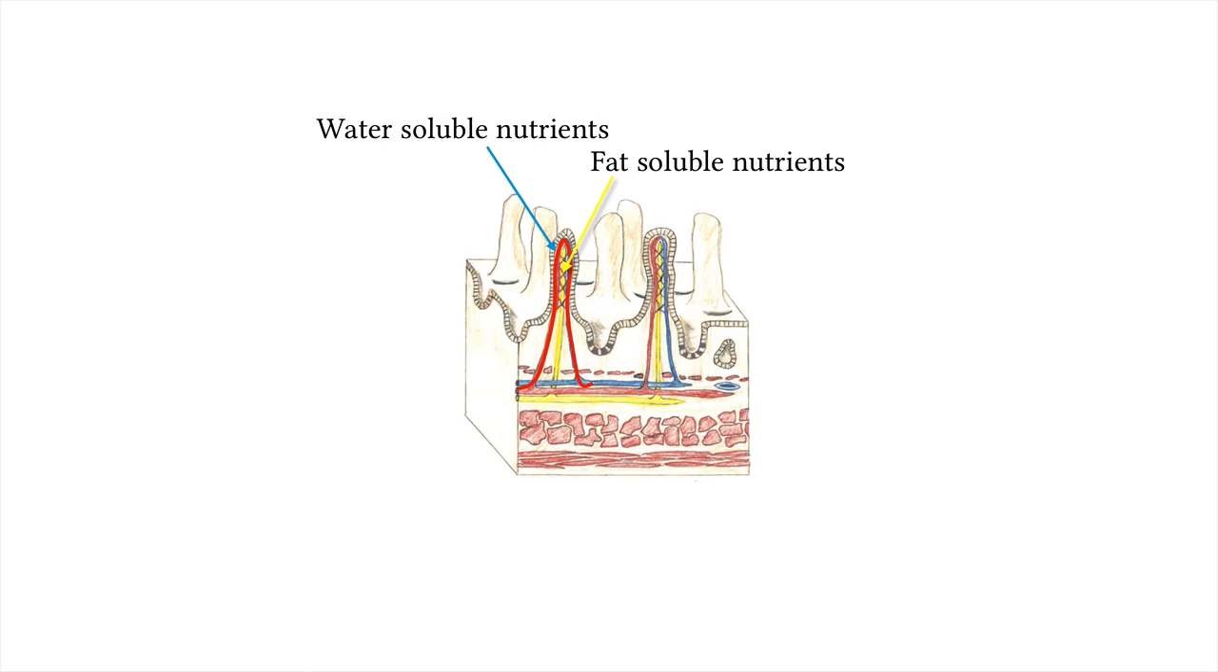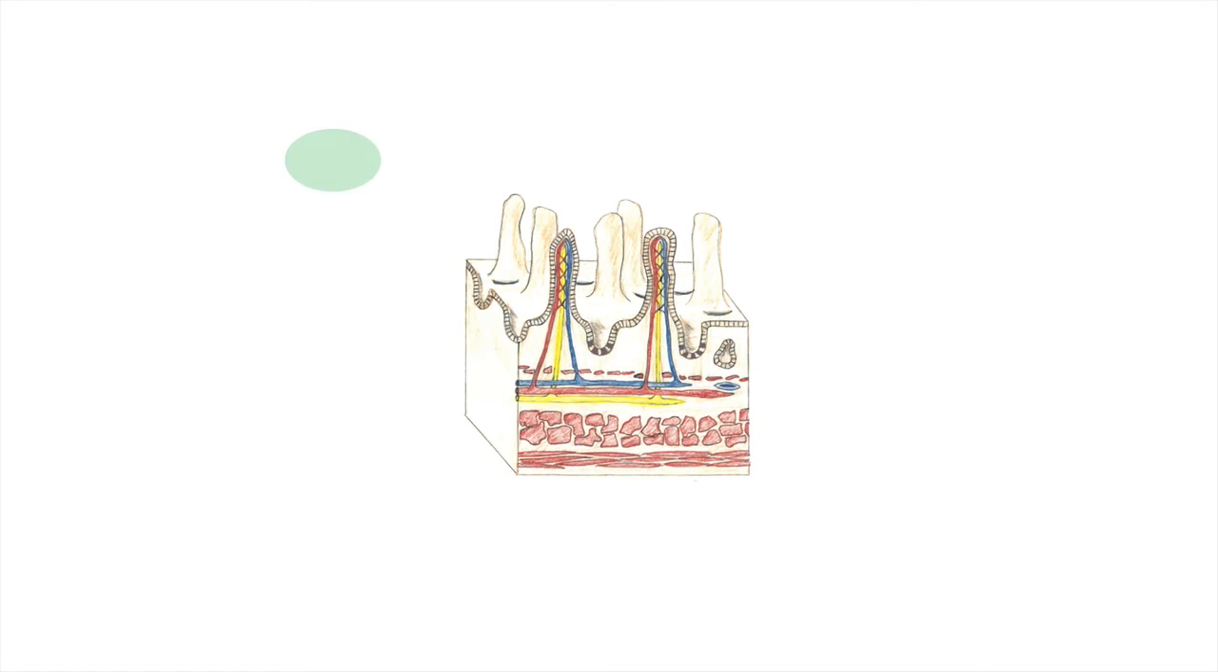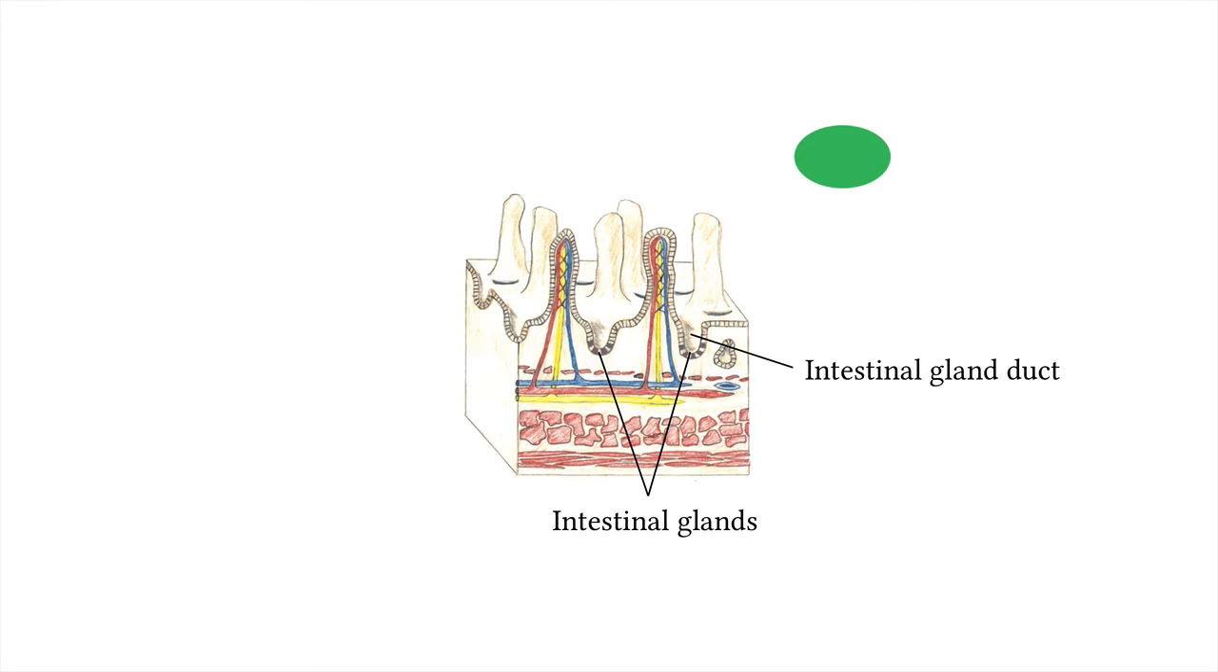Now the area inside the small intestine is referred to as the lumen. Lumen technically refers to the space in the center of a tube. So in the small intestine, the chyme travels through the lumen. In between the intestinal villi are special intestinal glands that secrete many materials into the lumen. In fact, there are both endocrine and exocrine glands there. Exocrine glands secrete materials through ducts. Mucus goblet cells are the one type of exocrine gland that secrete mucus.